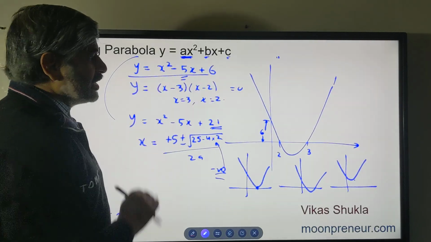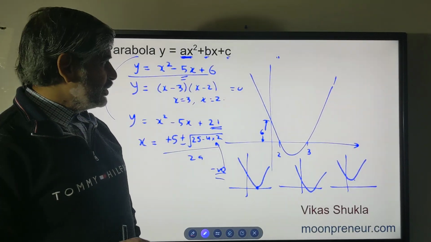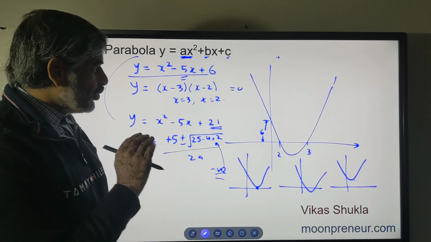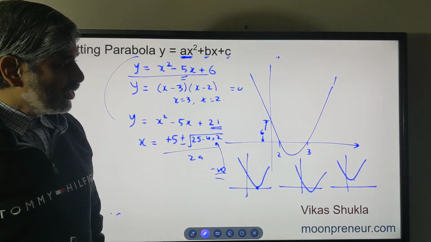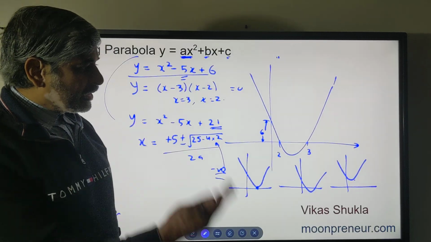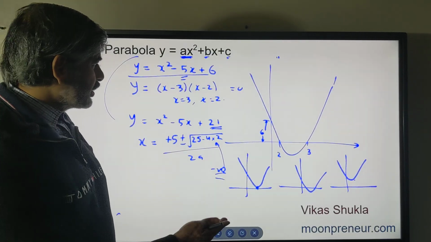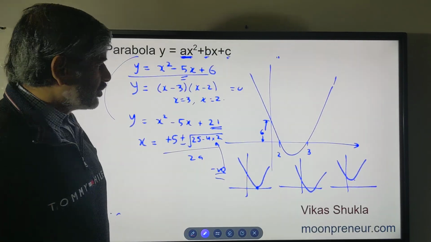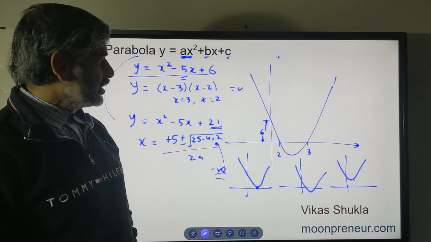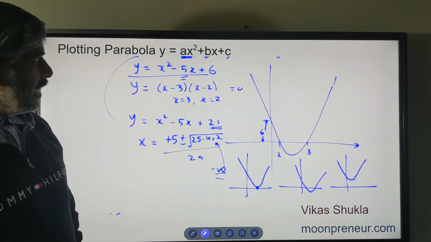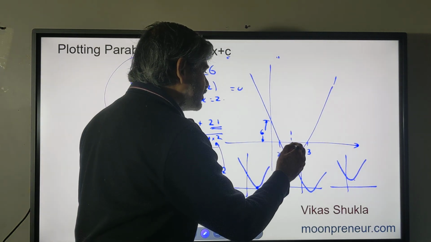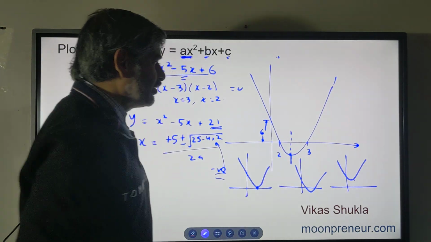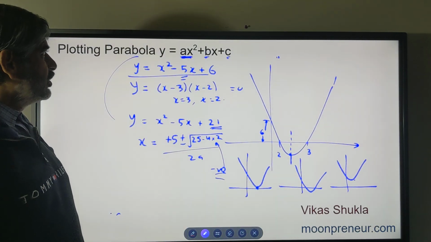So the roots of this equation will tell you, does it cut at 2 points? In that case, what are those 2 points? And if it does not cut the x-axis, then you will also know it using b square minus 4ac. And finally, you can find out the maxima and minima of this curve. Where does it occur? In two ways.